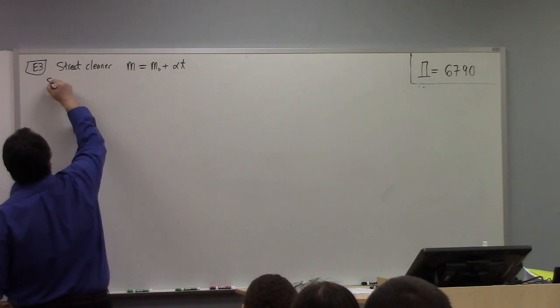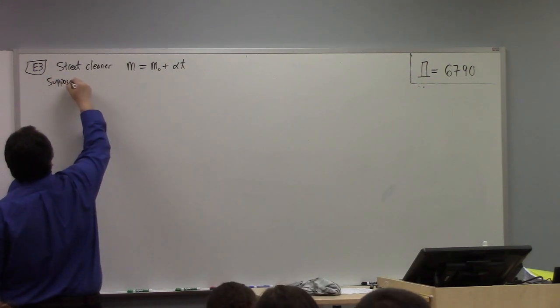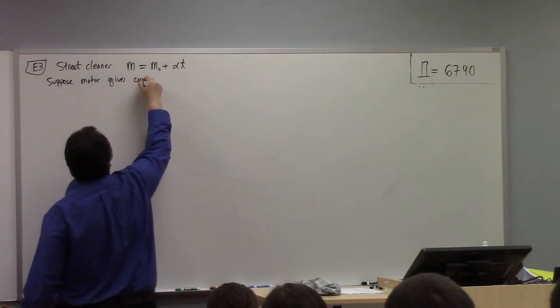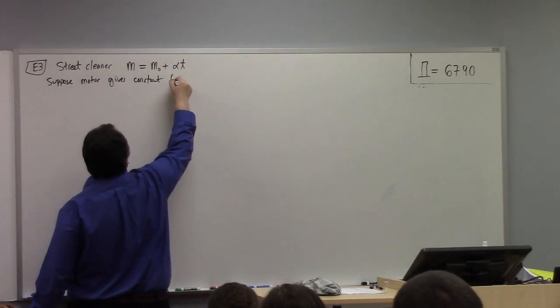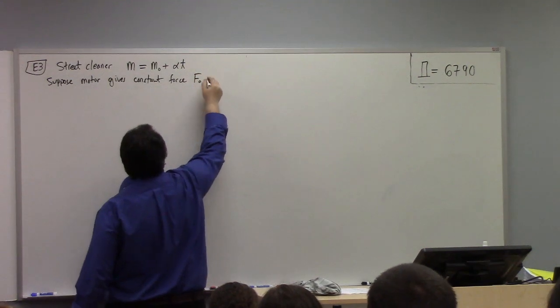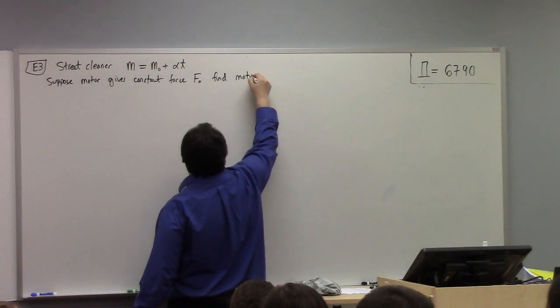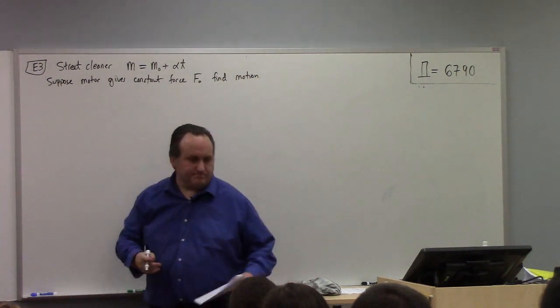So suppose the motor gives constant force F naught. Find the motion.